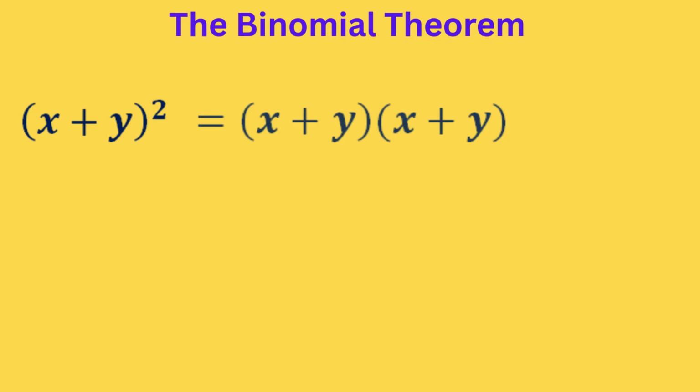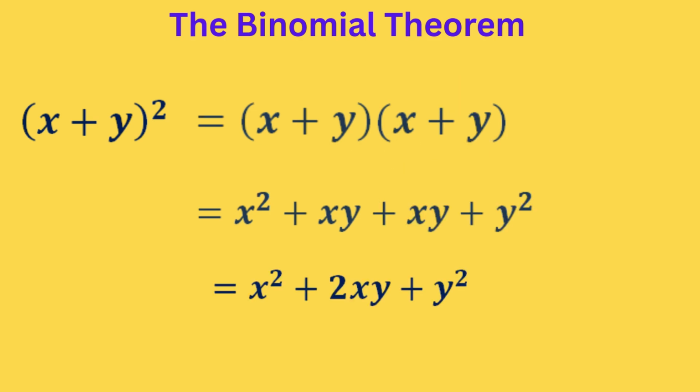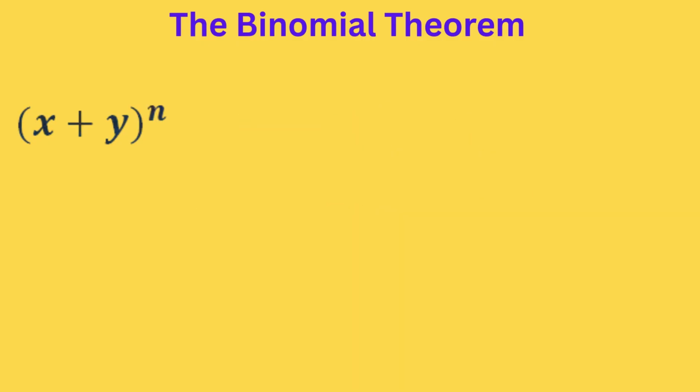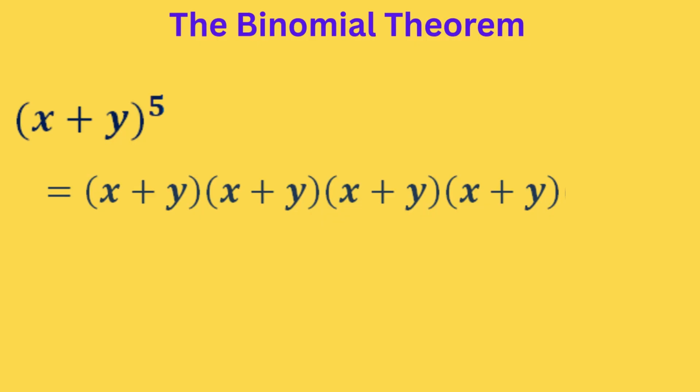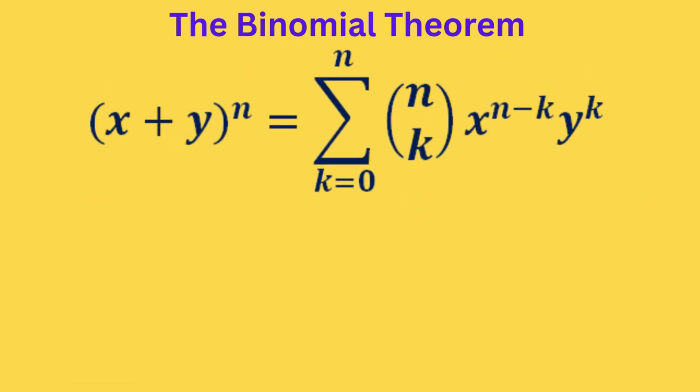So (x plus y) times (x plus y) gives x squared plus xy plus xy plus y squared, which simplifies to x squared plus 2xy plus y squared. Now what if the power n were to increase to a larger value? For example, suppose n is 5. (x plus y) raised to the power 5 means we are multiplying the expression 5 times. As you can see, it would become increasingly difficult to expand these brackets using the same method we did when the power was 2. This is where the binomial theorem can come to the rescue.